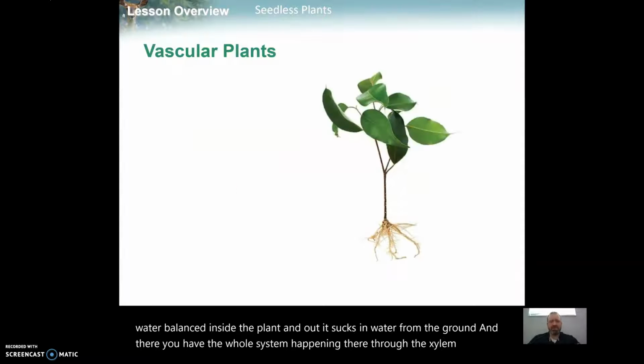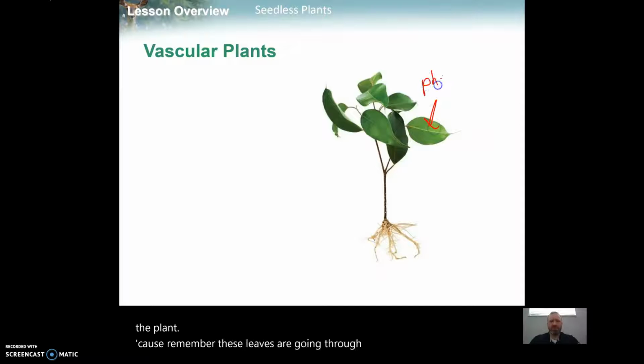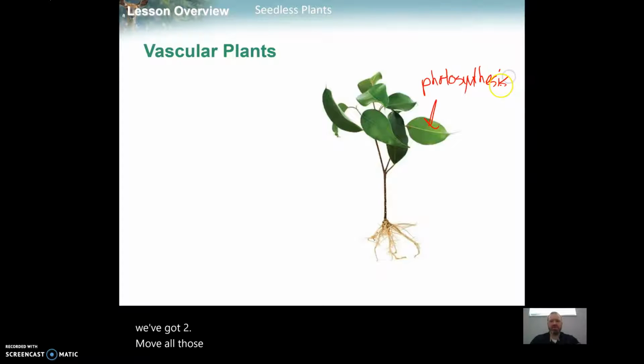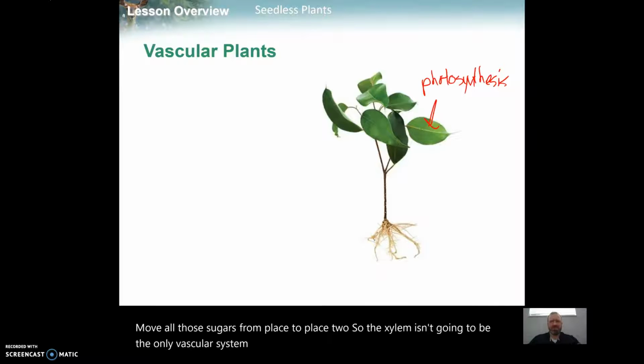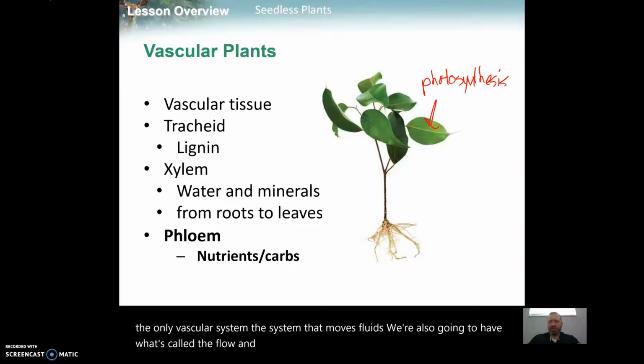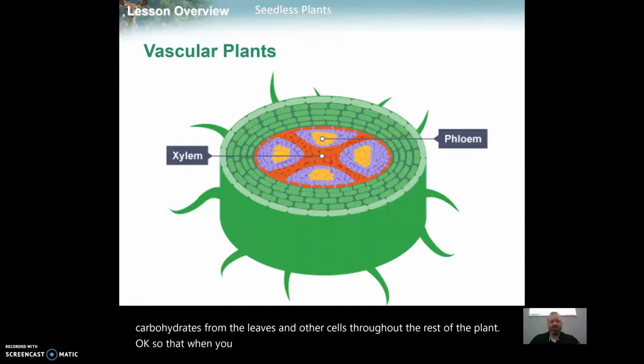Now a similar process is going to be used to move things to all the different cells of the plant. Because remember, these leaves are going through photosynthesis, right? And so we've got to move all those sugars from place to place too. So the xylem isn't going to be the only vascular system, the system that moves fluids. We're also going to have what's called the phloem. And the phloem is going to be moving nutrients and carbohydrates from the leaves and other cells throughout the rest of the plant.